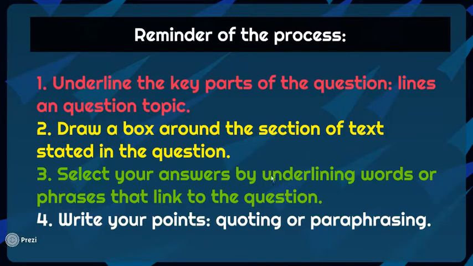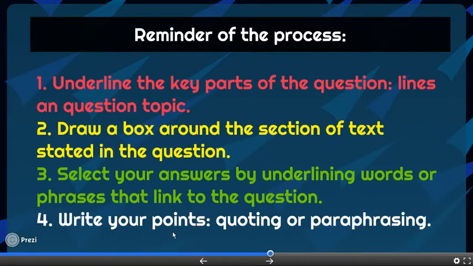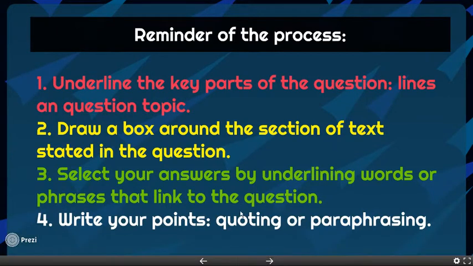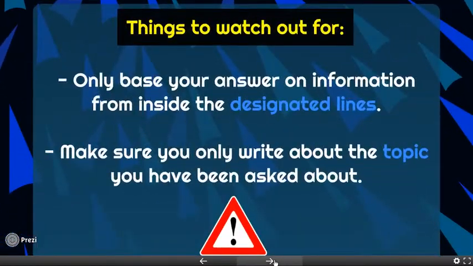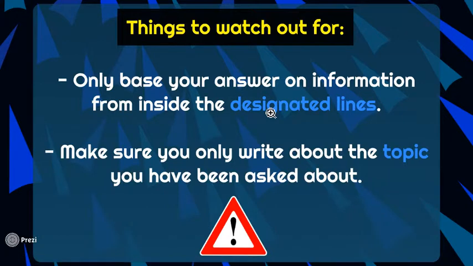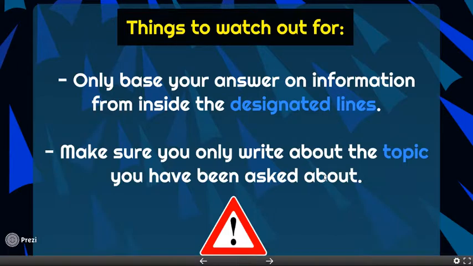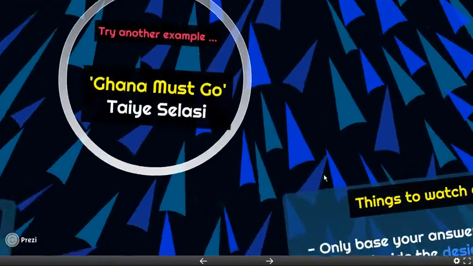Then within that box, you might like to underline any words or phrases that link directly to the question topic, so in this case, weather. And then finally, you need to write your points, and you can either quote or you can paraphrase. So general things to watch out for in this question. You just need to be careful to only base your answer on the information from the designated lines, so in this case 1 to 7, and then just make sure that you write about the topic that you've been asked to, as we've said before.